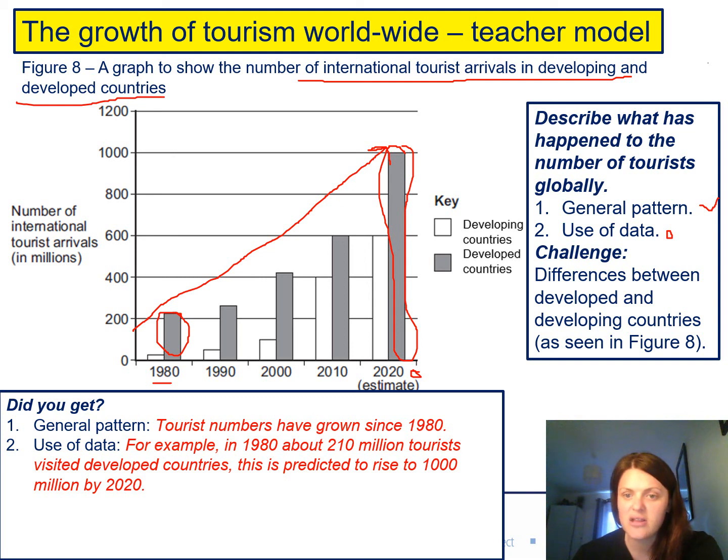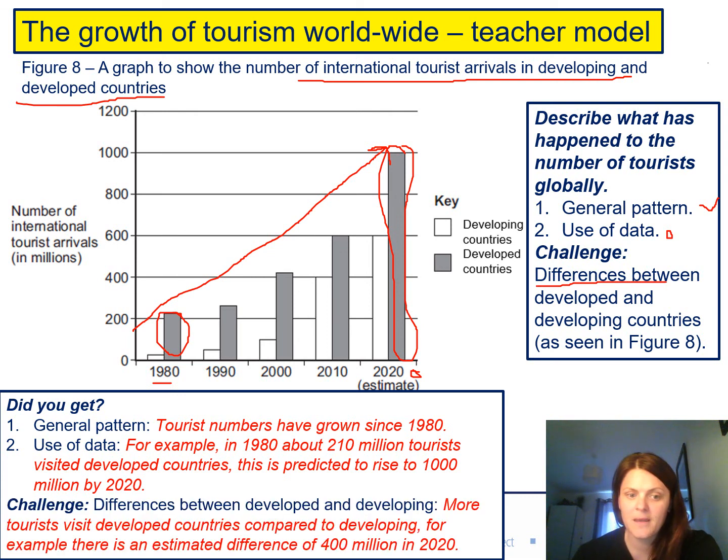Looking at the challenge, what's the difference between developed and developing countries? Well, look, more tourists visit developed countries compared to developing. For example, there is an estimated difference of 400 million in 2020. Okay?